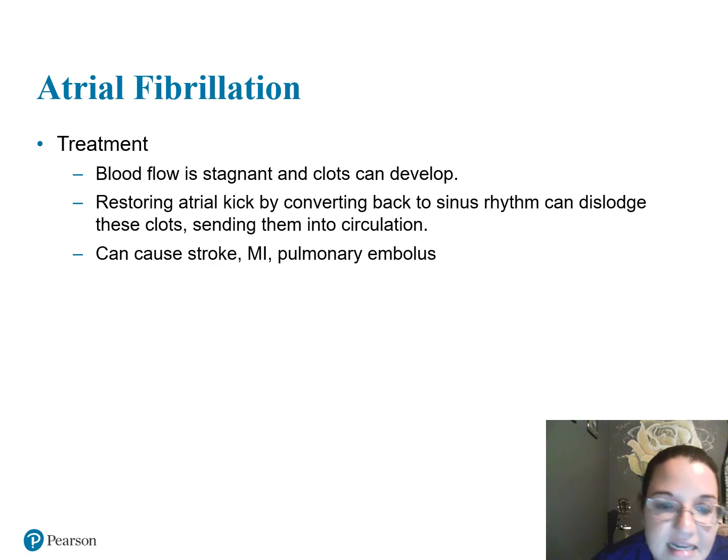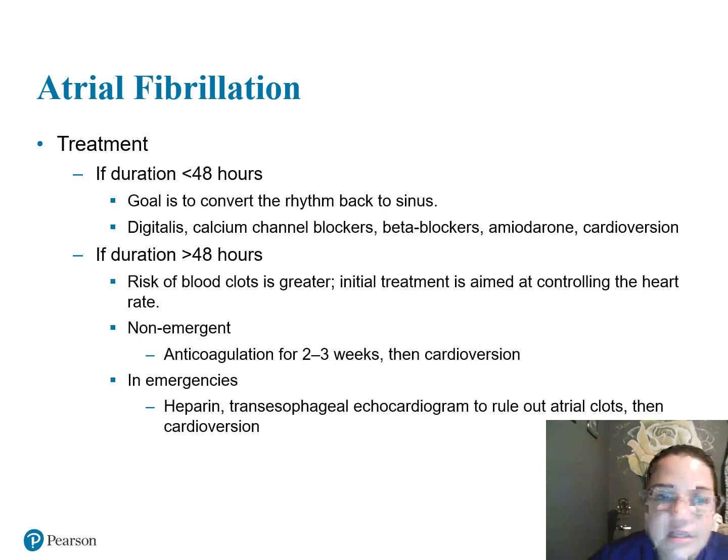The blood flow is stagnant and clots can develop. Restoring atrial kick by converting back to a sinus rhythm can dislodge these clots, sending them into circulation, and it can cause a stroke, MI, or pulmonary embolus. If the duration is less than 48 hours, the goal is to convert the rhythm back to what? What are we comparing all of our rhythms to? Sinus. Digitalis, calcium channel blockers, beta blockers, amiodarone, and cardioversion are ways to treat an AFib if it's less than 48 hours. But if atrial fibrillation is going on longer than 48 hours, we have a risk of blood clots.